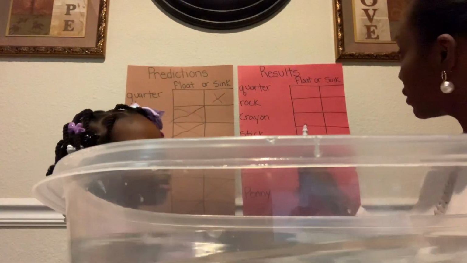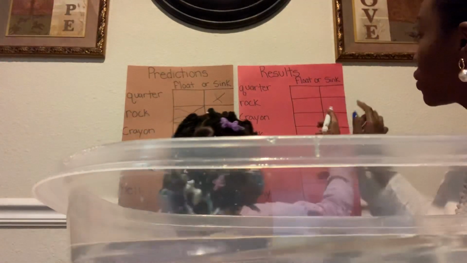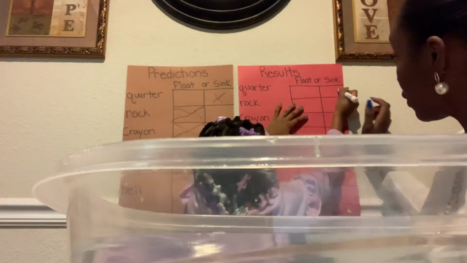Some may be wrong, but some may be right. That's right. You are correct. Some may be wrong and some may be right. So you need to put sink for the quarter because it did sink. Go ahead, write your X.